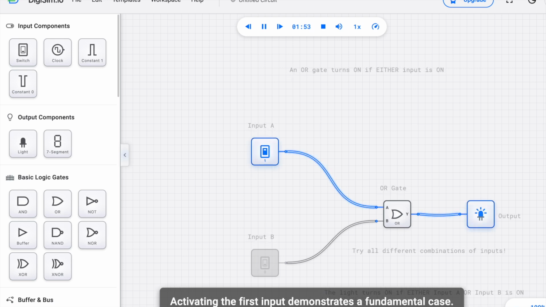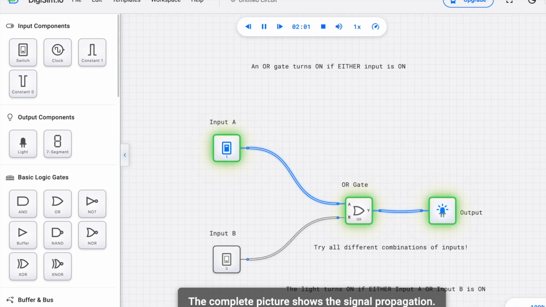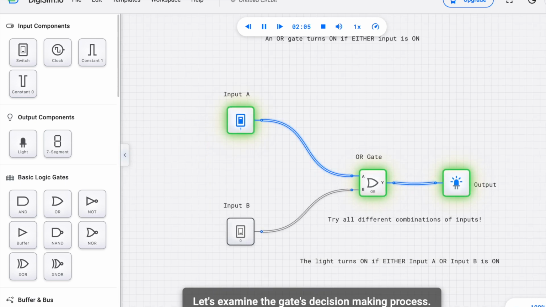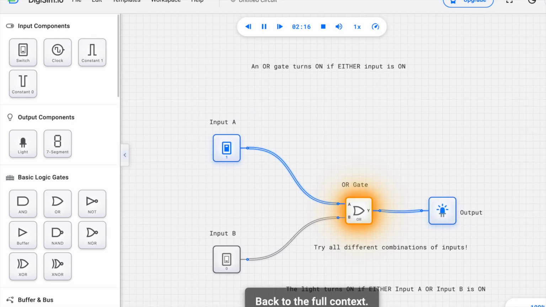Activating the first input demonstrates a fundamental case. Notice how a single high input produces a high output. The complete picture shows the signal propagation. Let's examine the gate's decision-making process. The gate evaluates both inputs and produces the logical OR. Back to the full context.